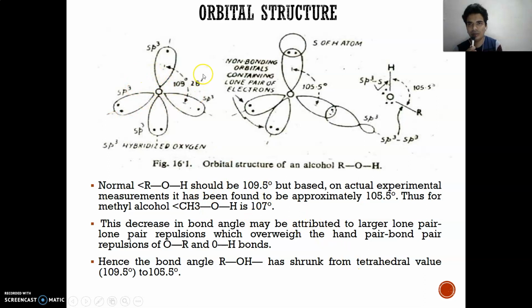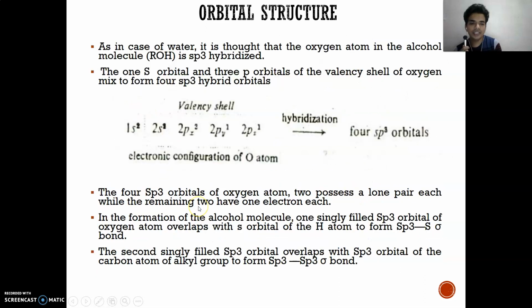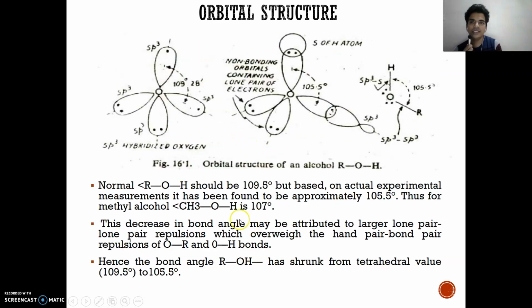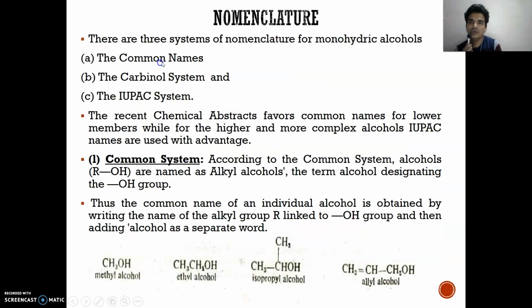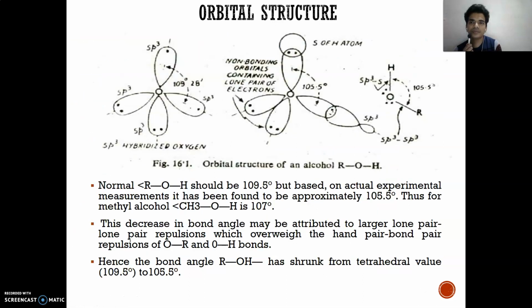So this is the orbital structure of your oxygen. It contains 2s2, 2px2, 2py1 and 2pz1. The orbitals with 2s2 and 2px2 contain the two lone pairs of electrons, and the last orbitals contain one electron each, that is py1 and pz1. So these form a tetrahedral arrangement, with a bond angle of about 109.5 degrees.